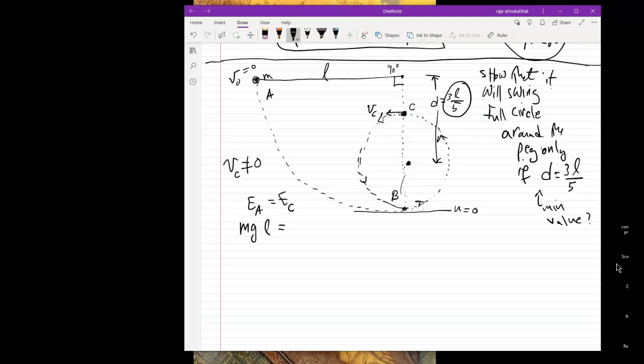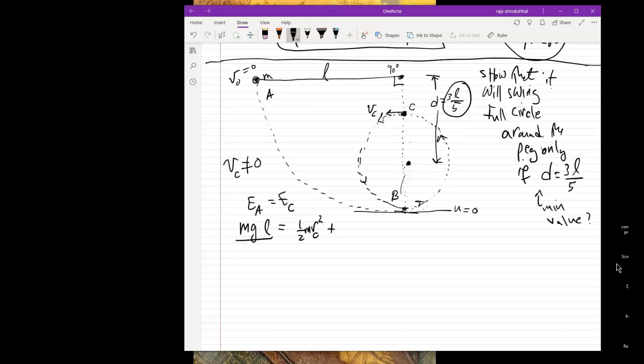So this is at A right here. Okay, this is at A. At C, what's going on? Well, let's see. I have 1/2 mv sub c squared. I don't know what v sub c is, but I need it. Plus, I still have the height. Remember, this is my datum right here. That's my 0 potential. So it's this height. Well, what is this height?